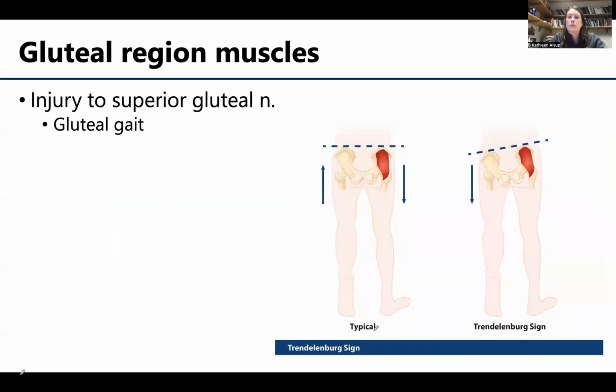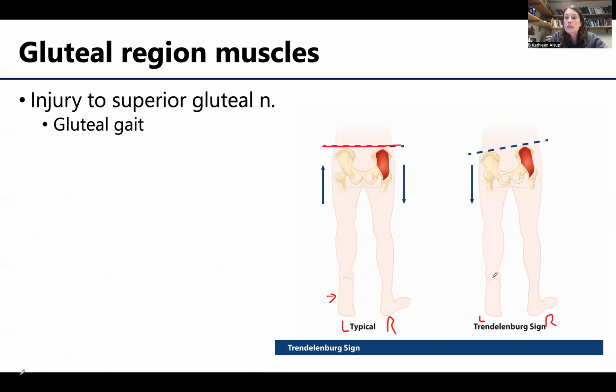So if we're thinking about a typical fully functioning gluteus medius and minimus, with a working superior gluteal nerve: if you are walking and you lift your foot up on one side, say this is the left side here, this is the right side, and you're lifting up your left foot in order to walk, the right side gluteus medius and minimus will contract to keep the pelvic girdle stable. But say you had damage to the right gluteal nerve, and so the right gluteus medius and minimus are not functioning correctly.